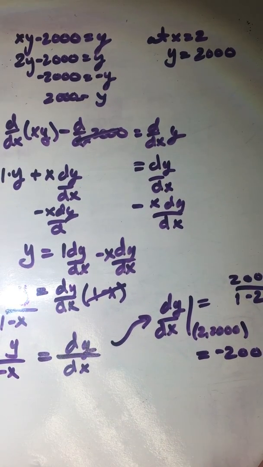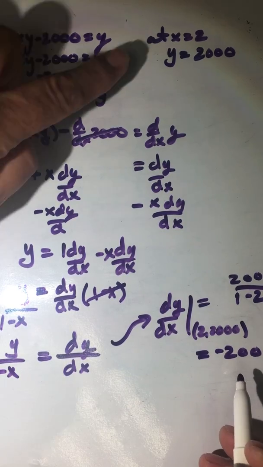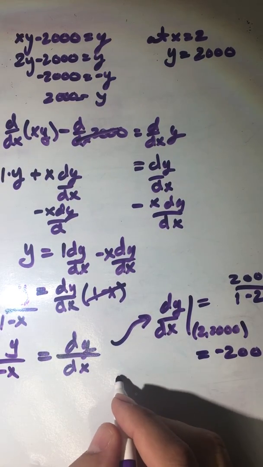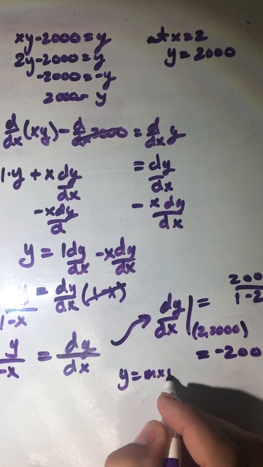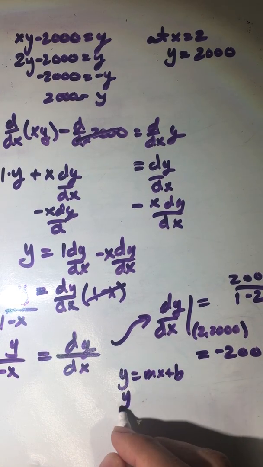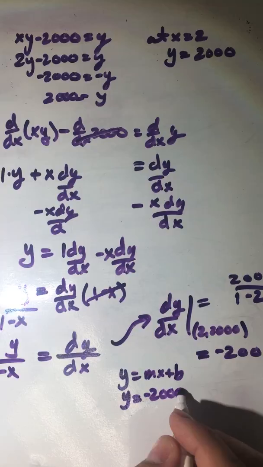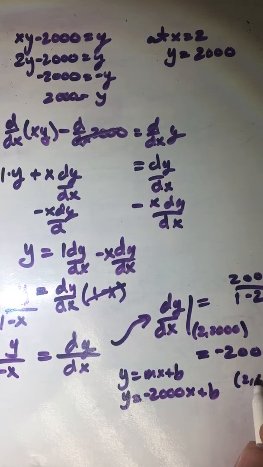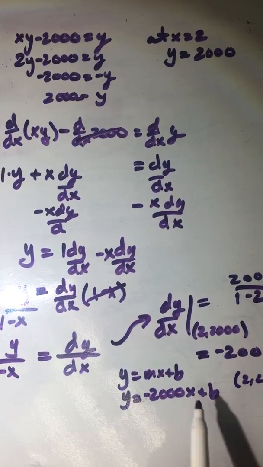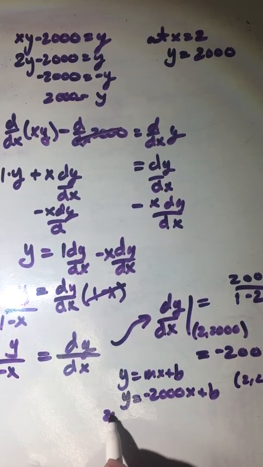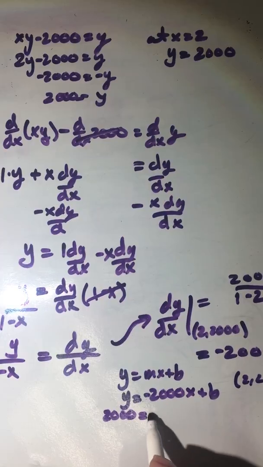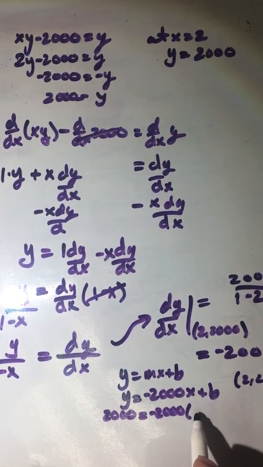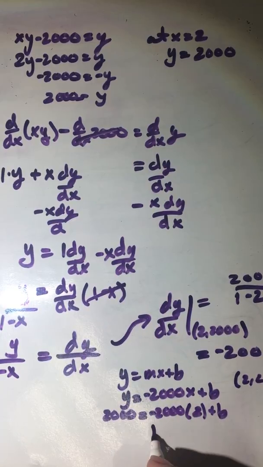And so now I can just write the equation of the line. I know what the slope is, and I know what the point is, so I can do y equals mx plus b. So y equals negative 2,000 x plus b. Substitute in the 2 and 2,000, and I get what? 2,000 equals negative 2,000 times 2 plus b. That's negative 4,000, add it to both sides. I get b equals 6,000.